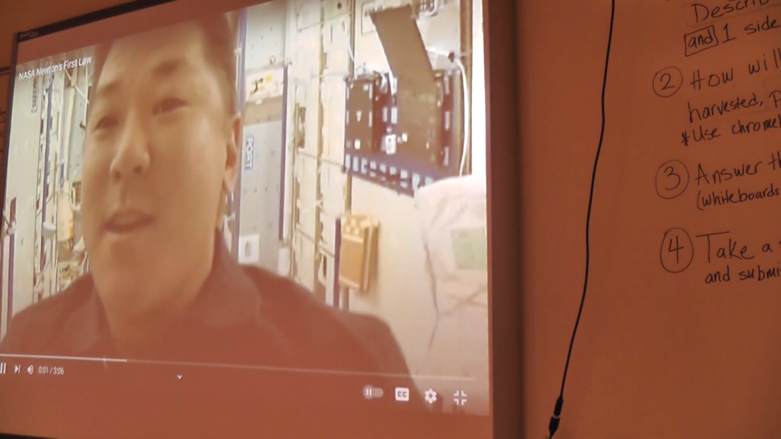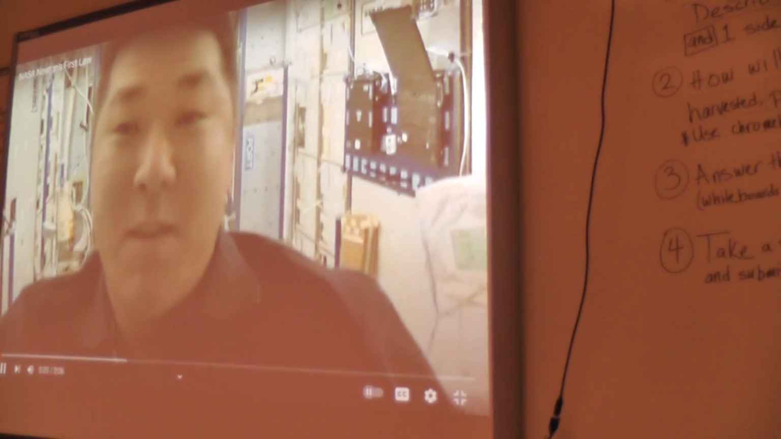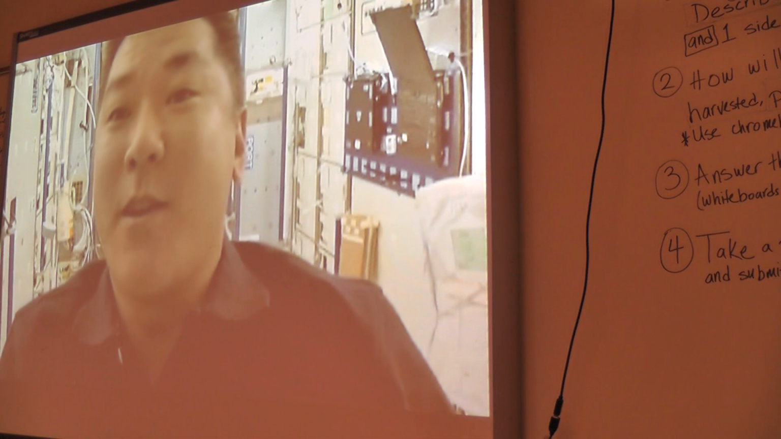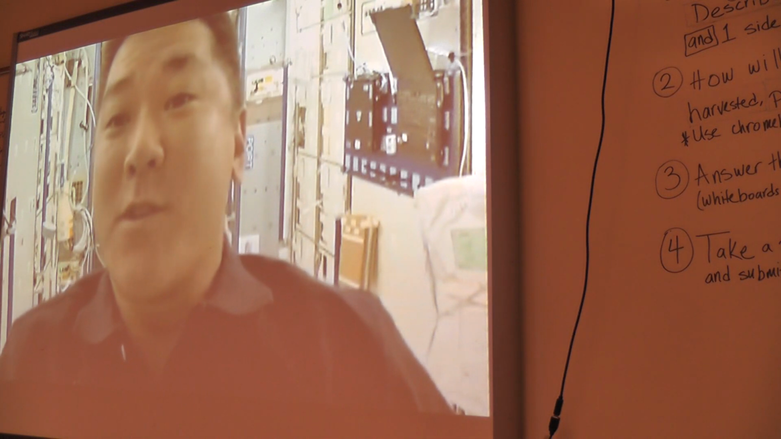Okay. First law says, things at rest stay at rest, and things in motion stay in motion, unless those things have a force imposed on them.